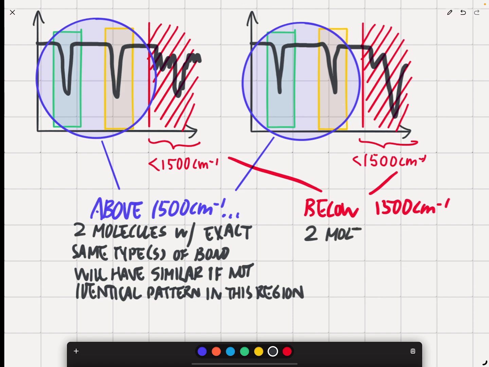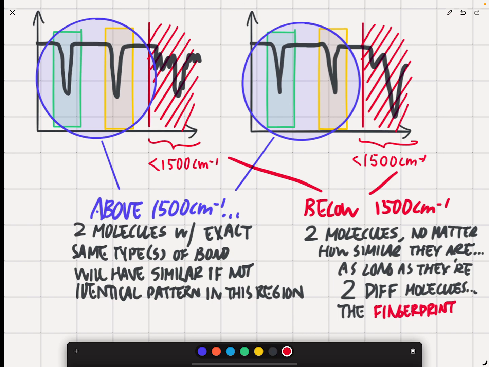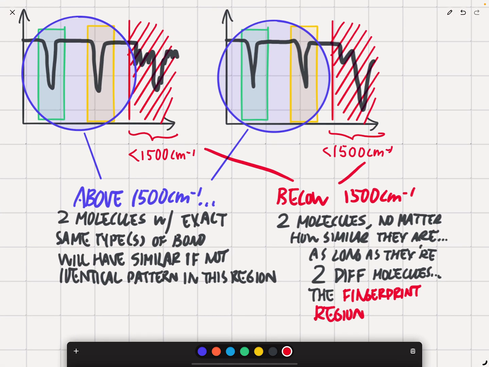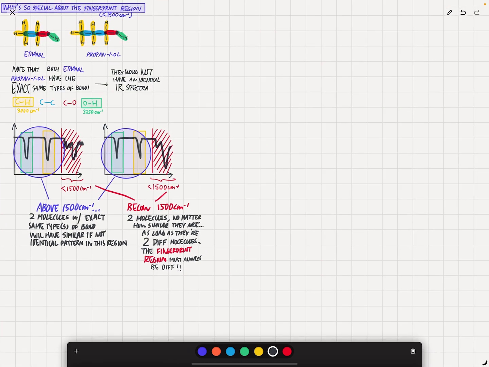The two molecules, no matter how similar they are, as long as they are two different molecules, like ethanol and propan-2-ol, propan-1-ol, the fingerprint region in red will be different. It must be different because it's due to the complex vibration of the entire molecule, and that's unique to each individual molecule. Just like your fingerprint is unique to you, my fingerprint is unique to me. So the fingerprint region must always be different. So that's what you should know about the fingerprint region.